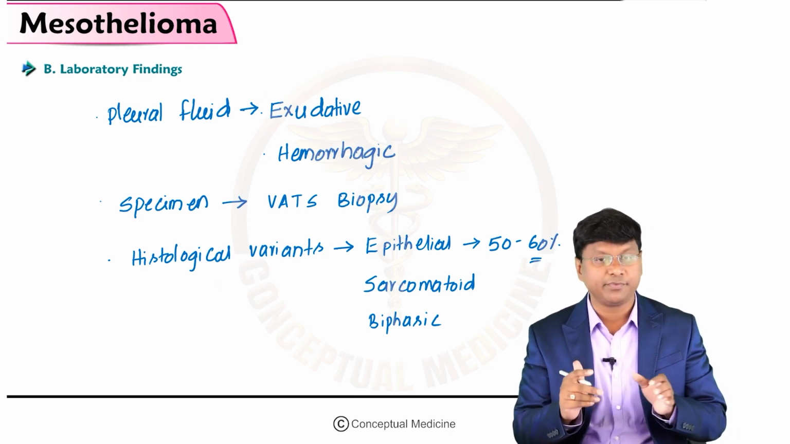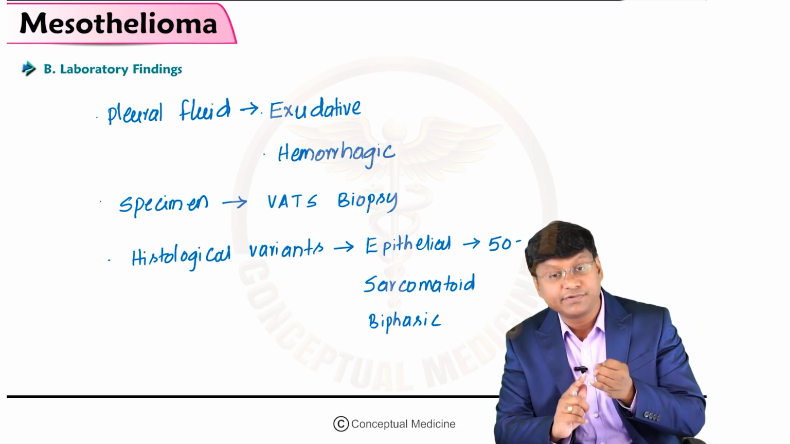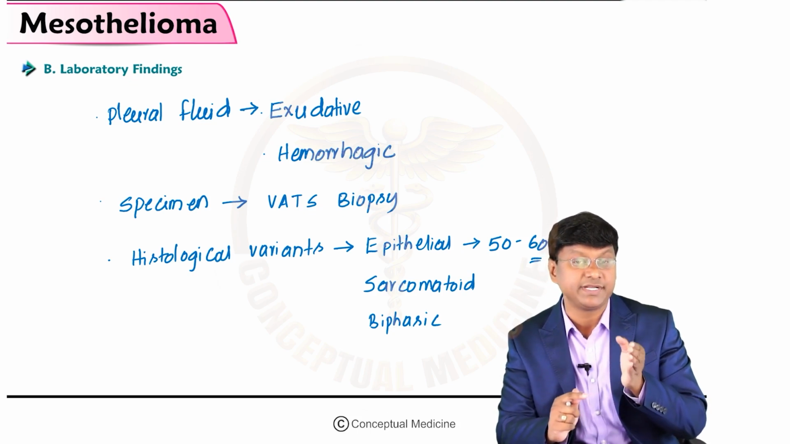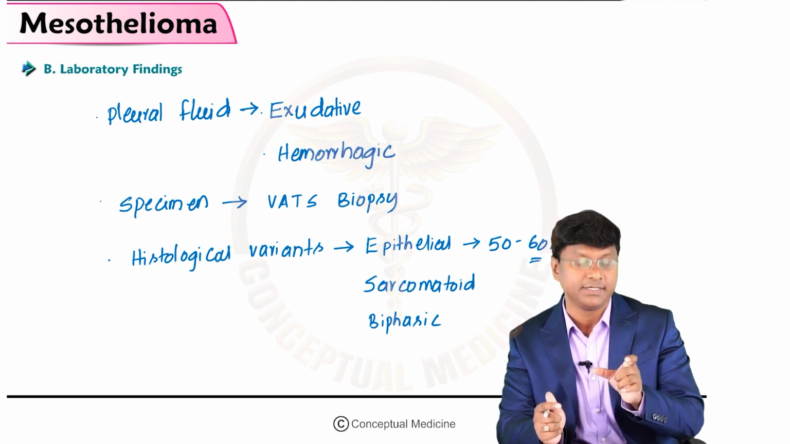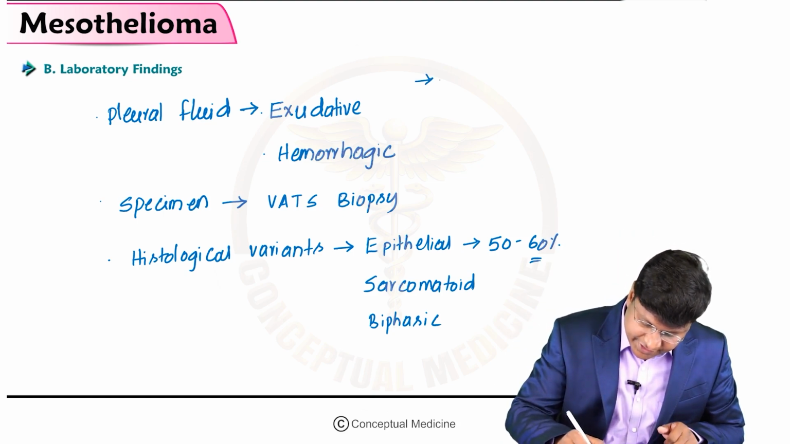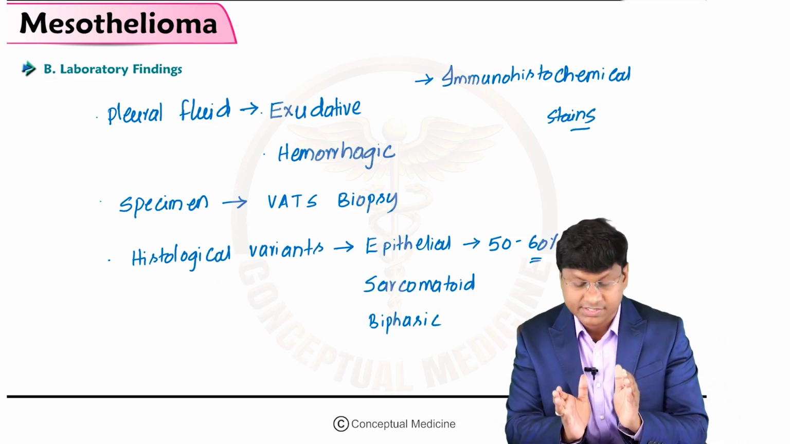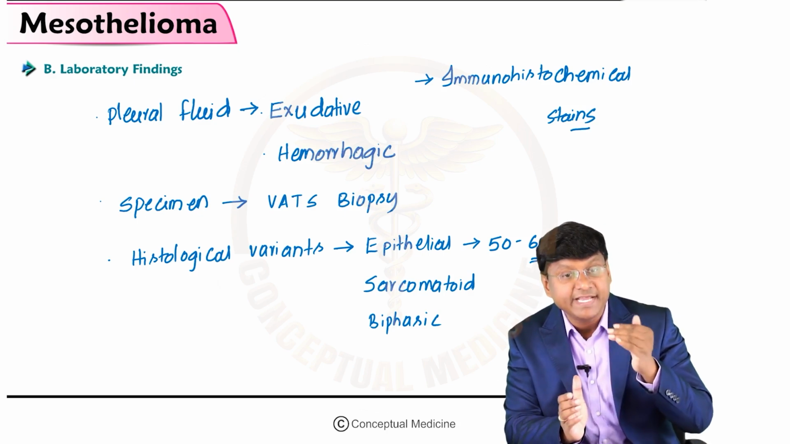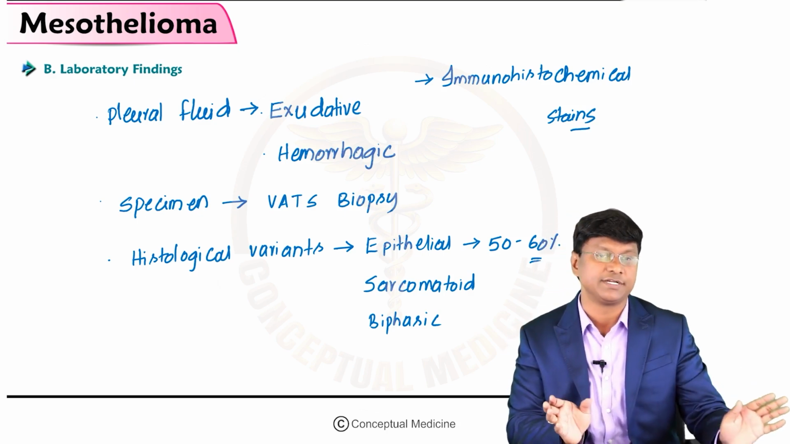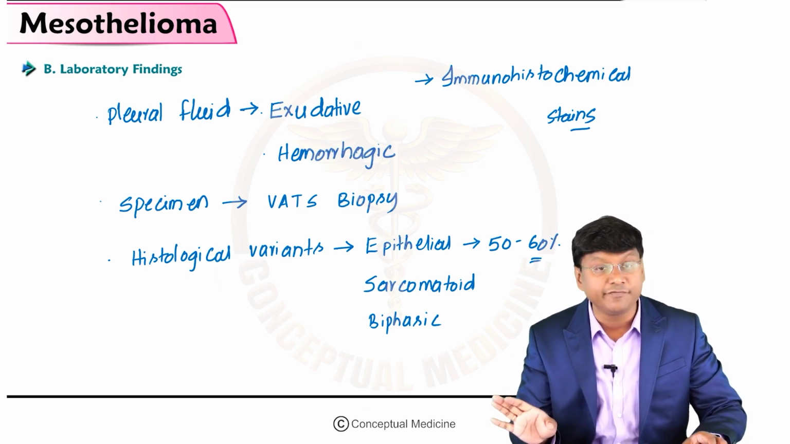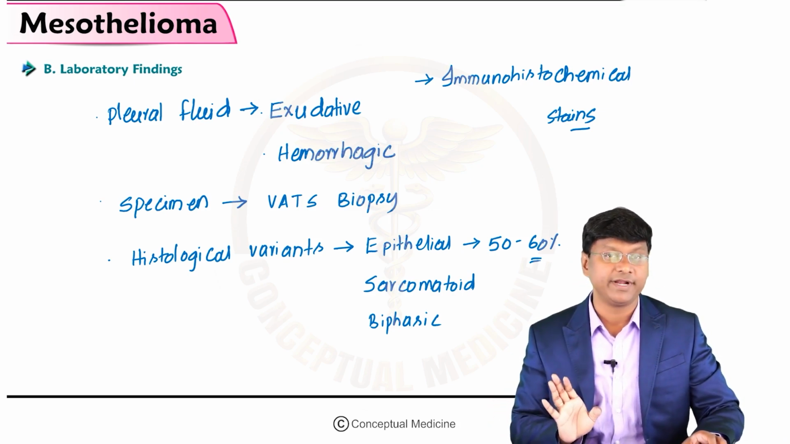Now the next important point is, since the distinction from benign inflammatory condition and metastatic adenocarcinoma may be difficult, to differentiate this you need to do immunohistochemical stains. What is the purpose of these immunohistochemical stains? They help in differentiating benign inflammatory condition and metastatic adenocarcinoma. Right? They are important to confirm the diagnosis. So this will be the laboratory diagnosis.